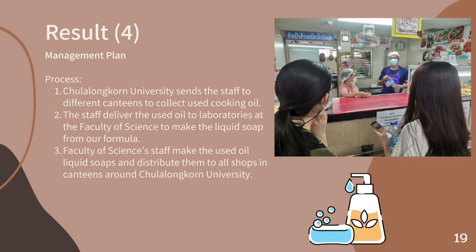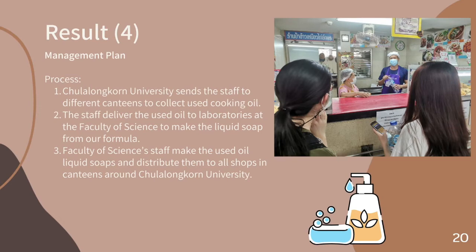Result 4. Management plan. Process 1: Chulalongkorn University sends the staff to different canteens to collect the used oil. Second, the staff deliver the used oil to laboratories at the Faculty of Science to make the liquid soap from our formula. The third process, Faculty of Science staff make the used oil liquid soaps and distribute them to all shops in canteens around Chulalongkorn University.